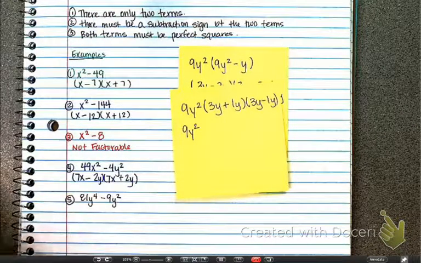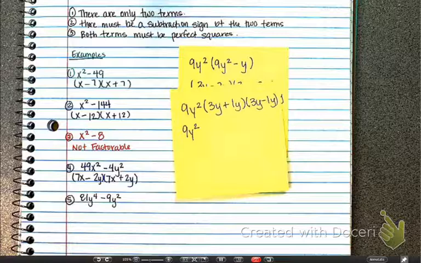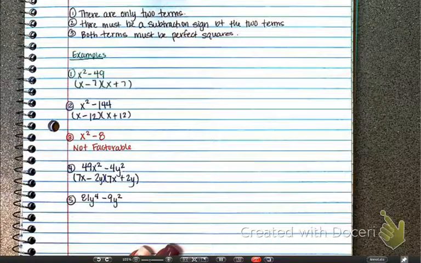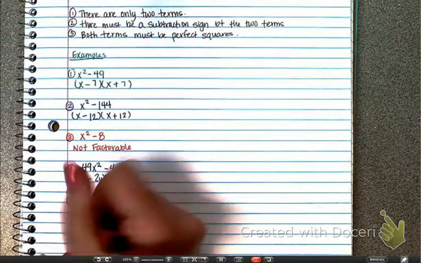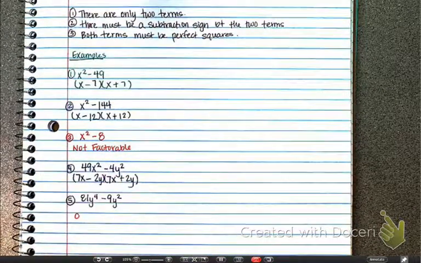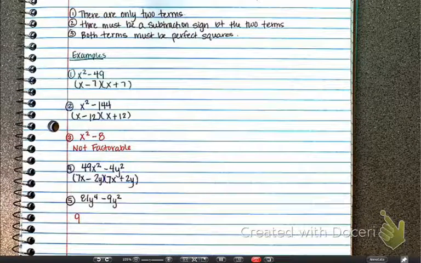What do we look for always first? GCF. Okay? Is there a GCF between 81 and negative 9? 9. I can pull out a 9. Well, it definitely looks like a 9. So I can pull out a 9.